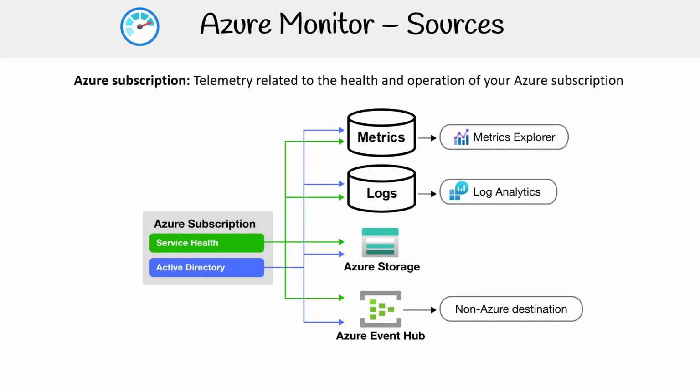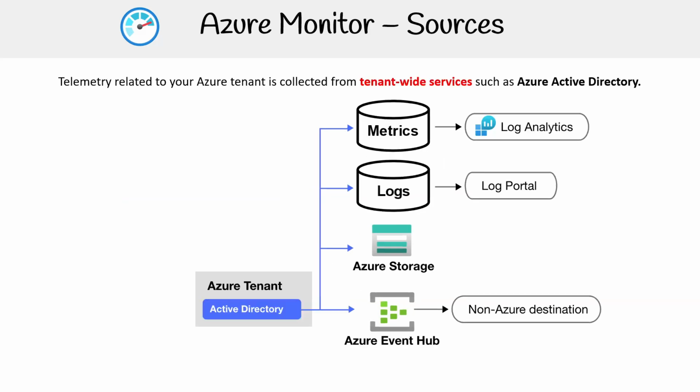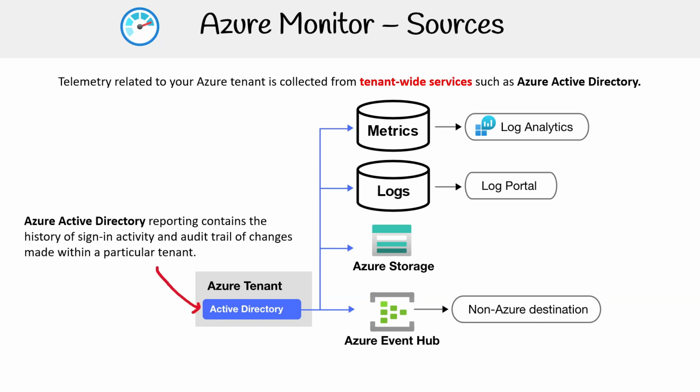Azure subscription. This includes telemetry related to the health and operation of your Azure subscription. Azure Service Health provides information about the health of the Azure services in your subscription that your application and resources rely on. Telemetry related to your Azure tenant is collected from tenant-wide services such as Azure Active Directory. Azure Active Directory reporting contains the history of sign-in activity and audit trail of changes made within a particular tenant.